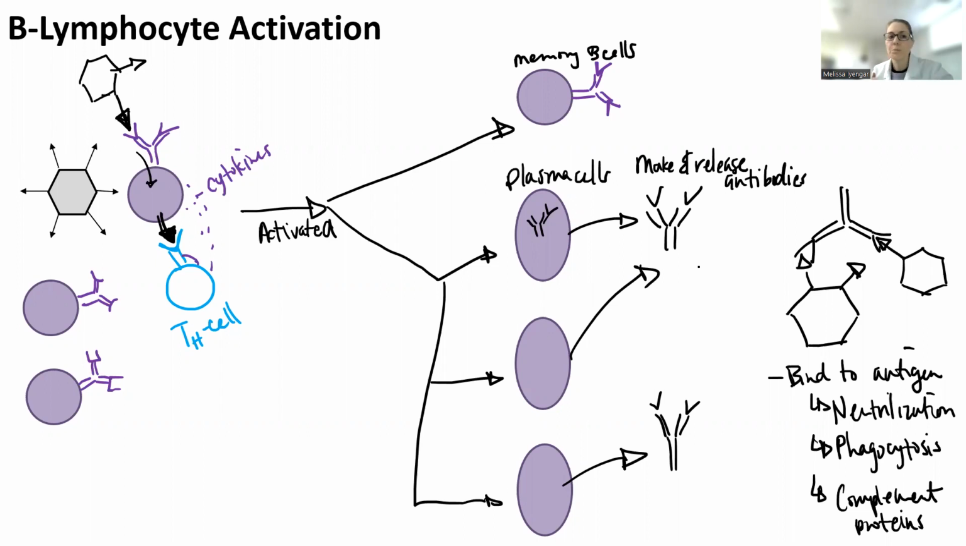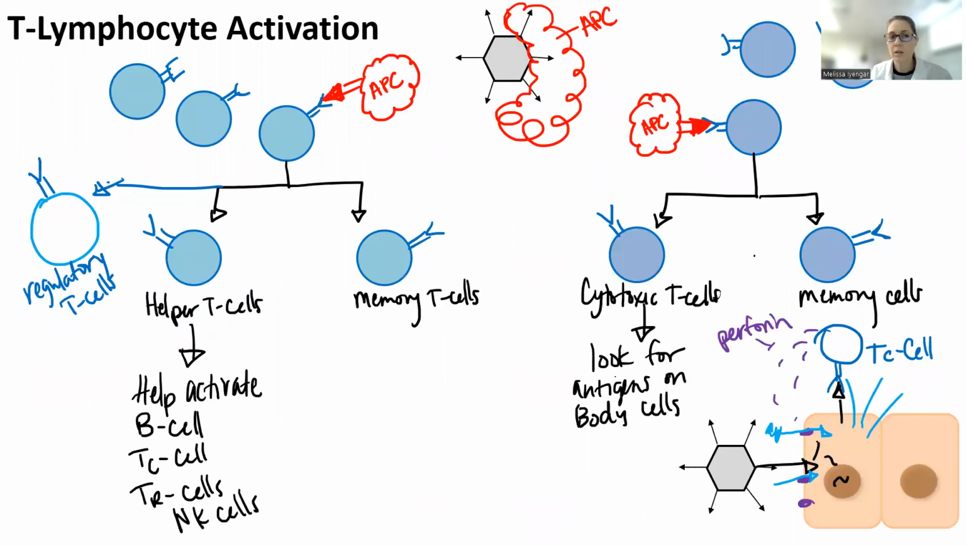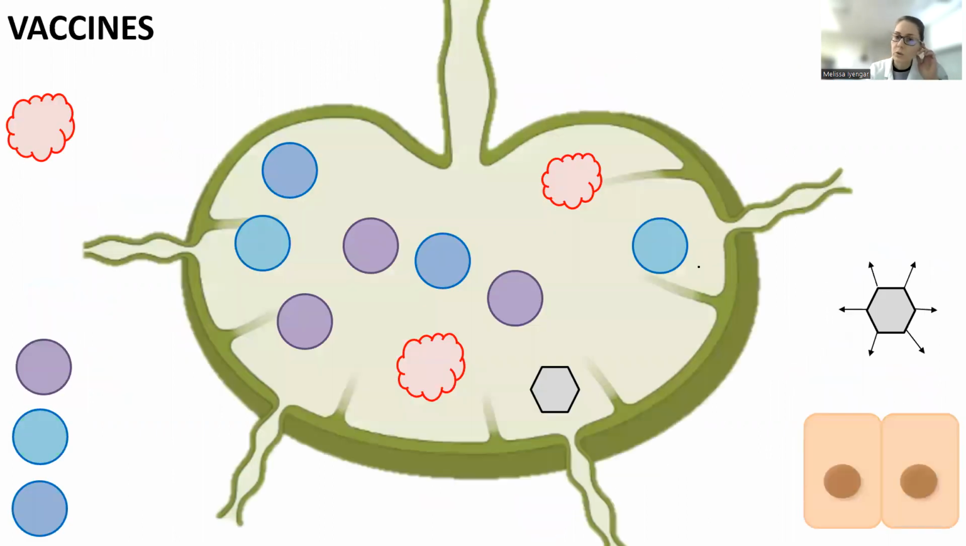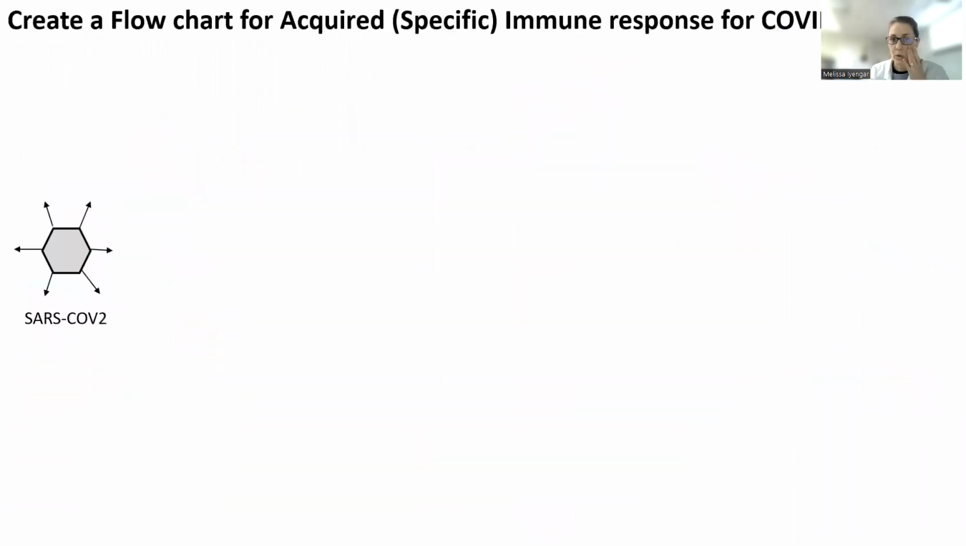Okay. So this is B lymphocyte activation. Hopefully it's not too bad. So we're going to use the memory cells here, and we're going to use the memory cells that we created from T cell or T lymphocyte activation to think about vaccines a little bit more, okay?